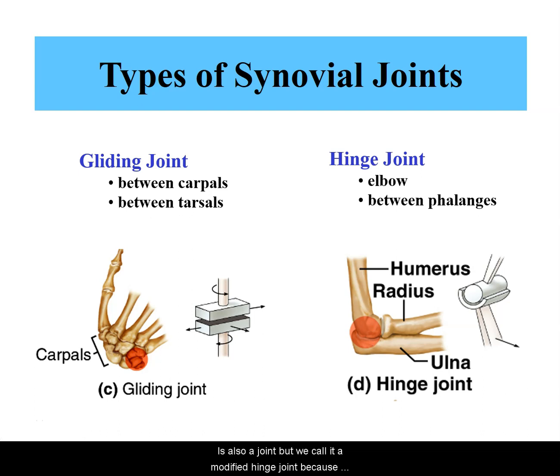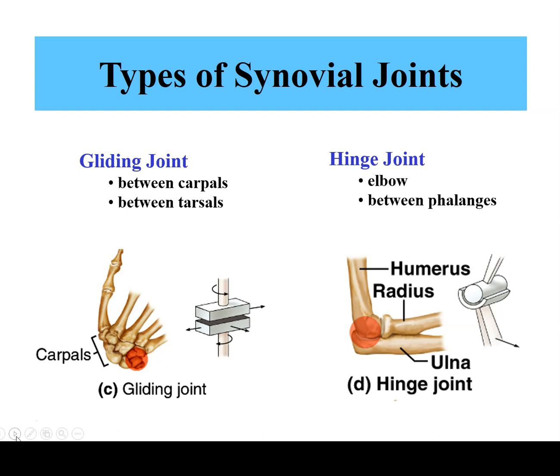we call it a modified hinge joint because when you're in the orthopedics office and they are looking at your knee, they will bend it and they will slightly rotate to see how much rotation you have in that knee. Too much rotation means that you have a problem. Okay, so there's slight rotation in that knee. It's considered a hinge joint, but we call it a modified hinge joint.